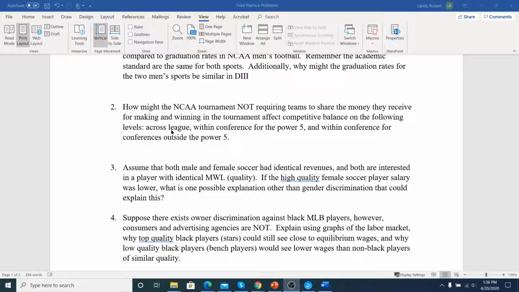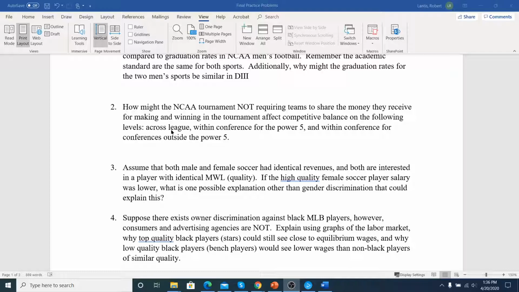If you're thinking about across the league, one argument could be made that, same as within a conference, the best teams are keeping the money, the worst teams aren't getting a share anymore, and so it's driving competitive balance to be even worse. Right?